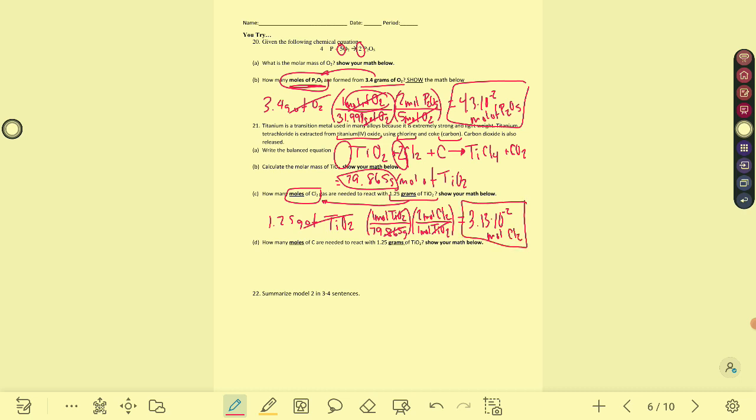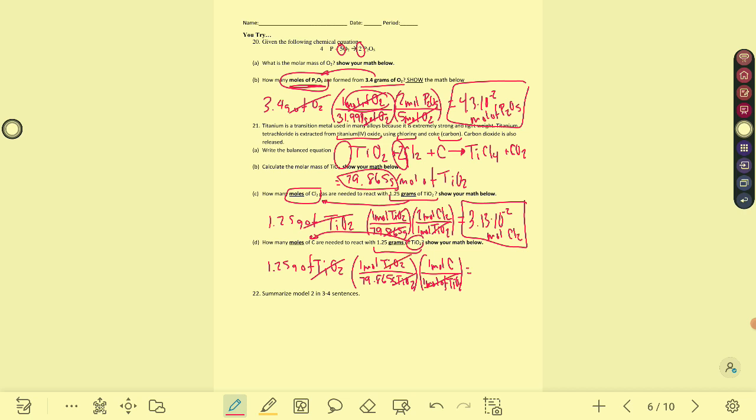How many moles of carbon are needed to react with 1.25 grams of titanium oxide? Same process. We're going to start again with 1.25 grams of titanium oxide. So this is just telling you how much carbon you're going to need. So this first step is going to be the same as what they wanted you to see, because you just have to get out of grams of titanium oxide. So that's there. Now you need to use the molar ratio that relates titanium oxide to carbon, though. So titanium oxide is still a 1, and carbon is also a 1. So 1 mole of titanium oxide and 1 mole of carbon.